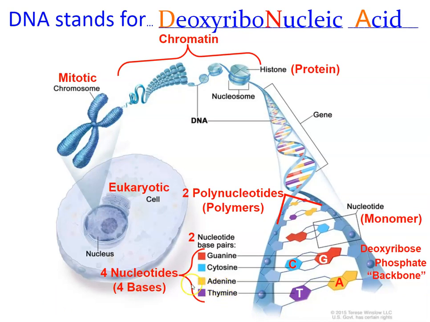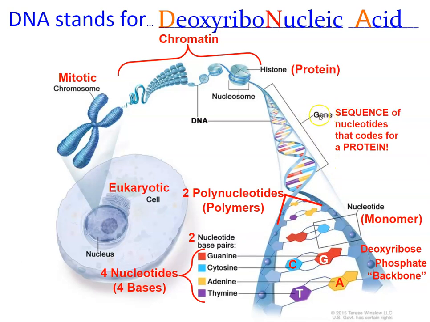And here's the significance of these different nucleotides and bases. It's the sequence of these bases, the A's and T's and G's and C's, that spells out the information in a gene. The sequence of nucleotides codes for a protein. That's what a gene is. It's a sequence of nucleotides that codes for a protein.